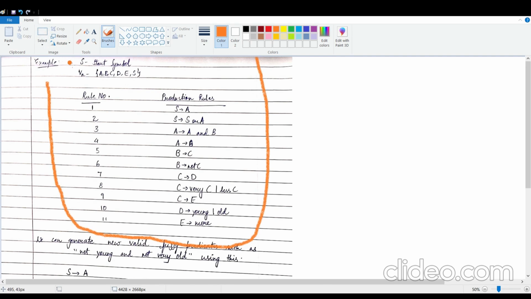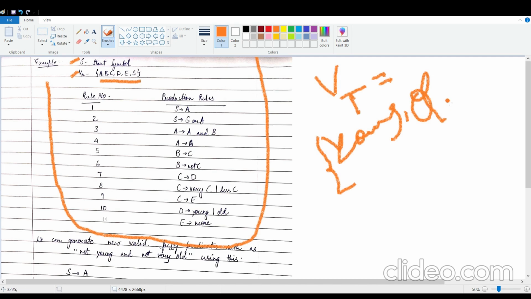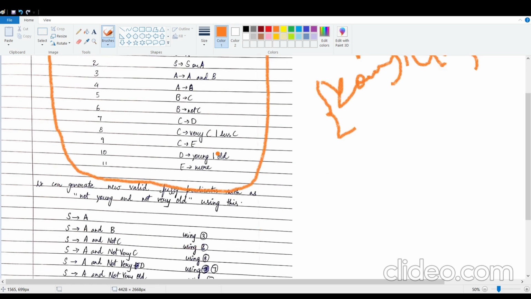So as I've already said, G has a few components. So S is one of them, the start symbol. Vn defines all the non-terminal members, and Vt represents all the terminal members, and in this case we just have a couple of them. We have young, so this is Vt, by the way. So the set of Vt is young and old, so just two of them. So these are the production rules that guard what valid statements we can have. So just have a quick look at it.